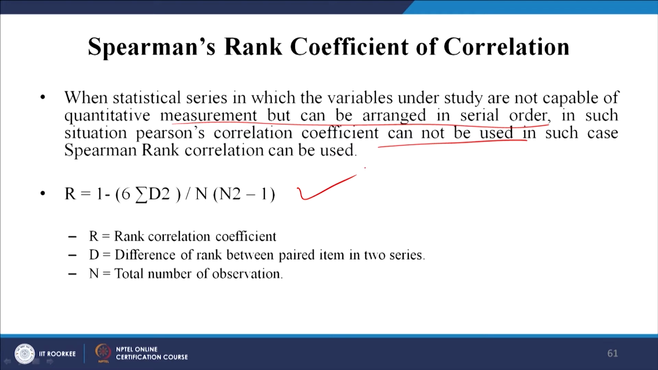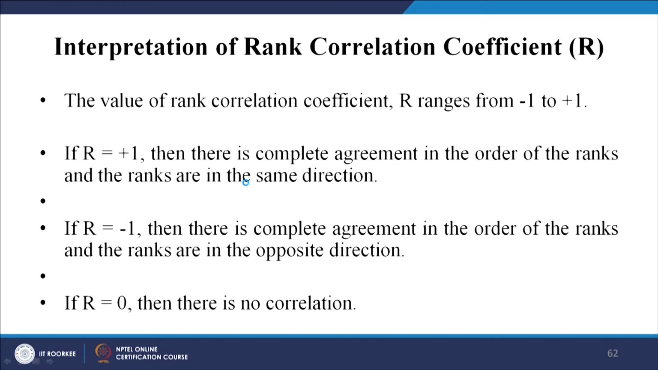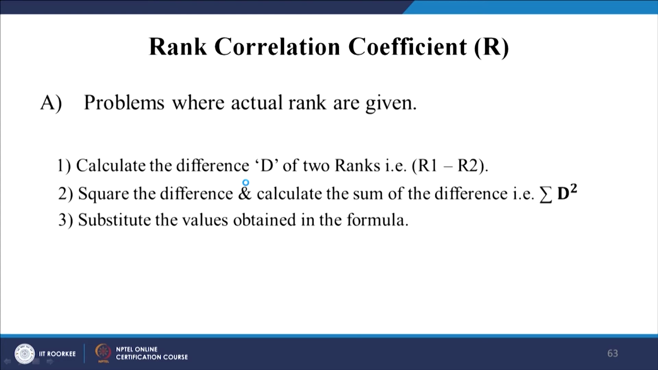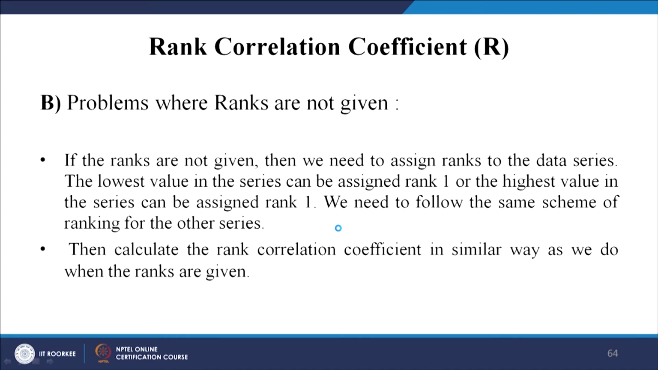So, this is the formula: 1 minus 6 summation d square, where d is the difference in the ranks, divided by n into n square minus 1. Okay. The other things remain more or less the same, right. So, let us see how you do it. Calculate the difference d of the 2 ranks, R1 minus R2, square the difference and calculate the d square. Substitute the values obtained in the formula that was shown to you, right.